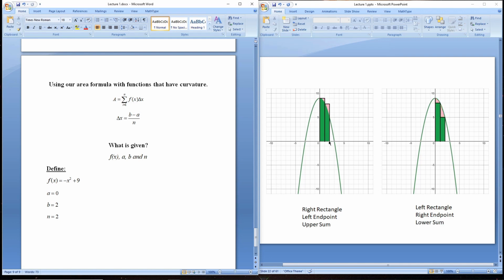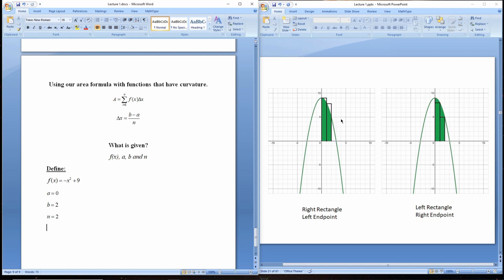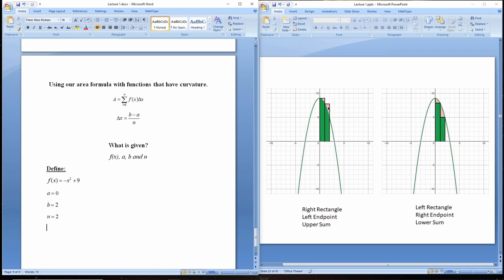So this right rectangle, if you notice, I'm filling in this pink here. For right rectangles, this pink region represents an overestimate. In other words, these rectangles are going to give us too large of a value because it's going outside the function. Another name for this, unfortunately, is upper sum.